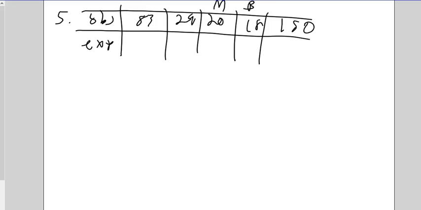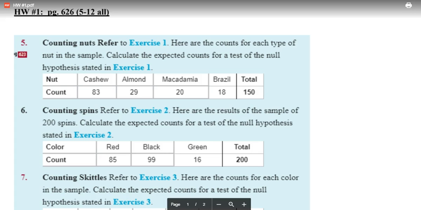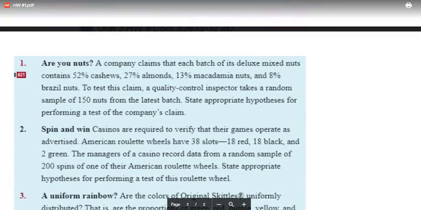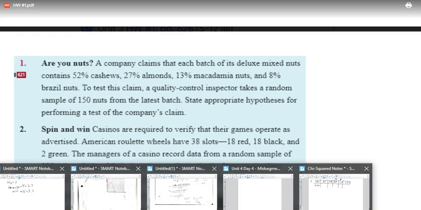Now, if you look at number 1, it says 52% cashews, 27% almond, 13%, and 8%. So what we're going to do is take these and turn them into decimals: 0.52, 0.27, 0.13, and 0.08. Come back to our macadamia.